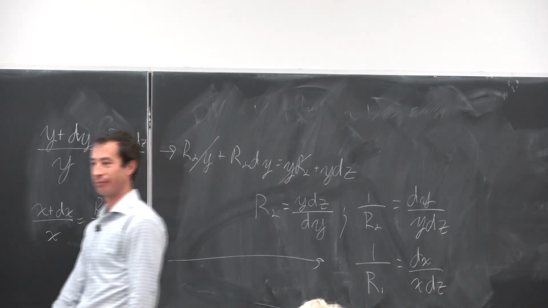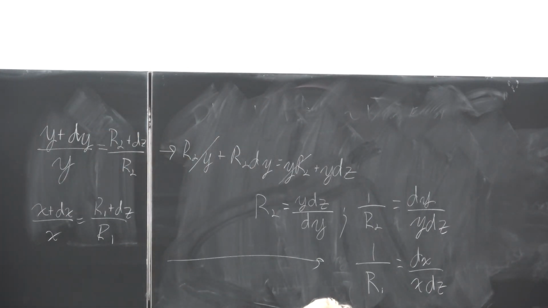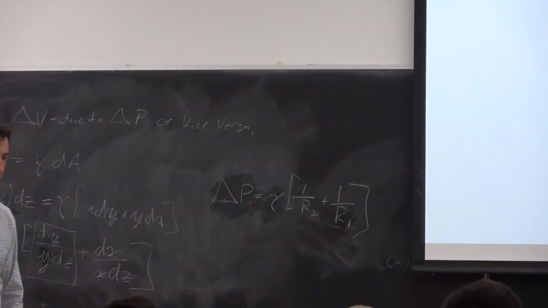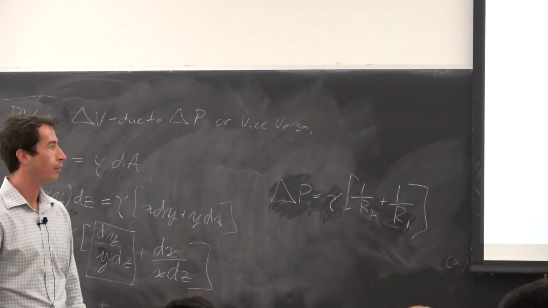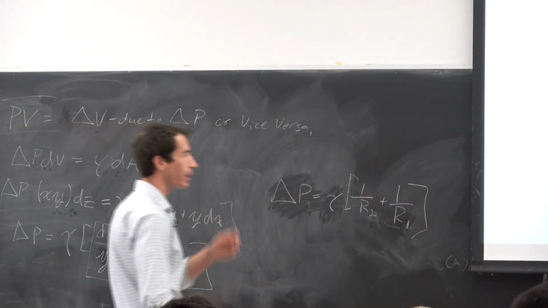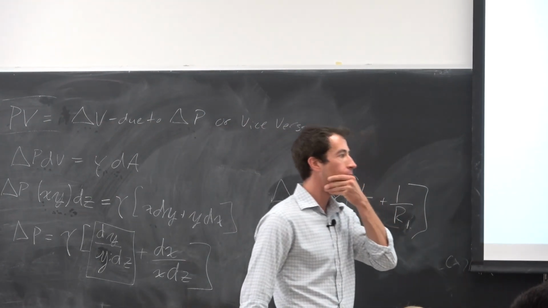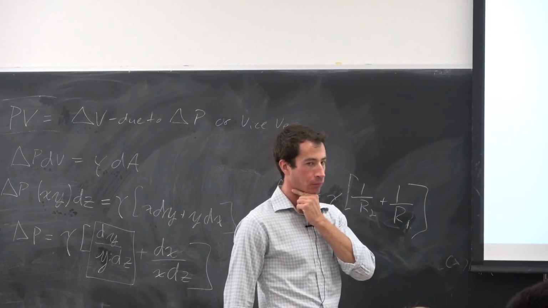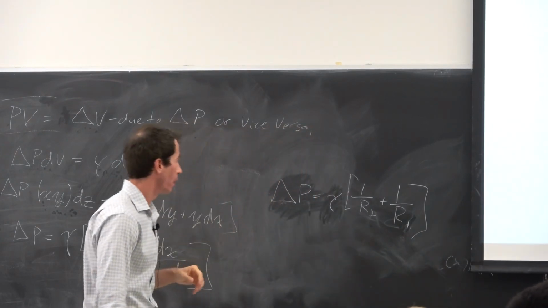So did we just say that the change in pressure is equal to the initial radii? I mean, the additive of 1 over the initial radii? No, it's these two radii, R1 and R2, the x radius and the y radius. And those are both still initial quantities, aren't they? So we just said that the change in pressure is equal to the surface tension times the initial radii.